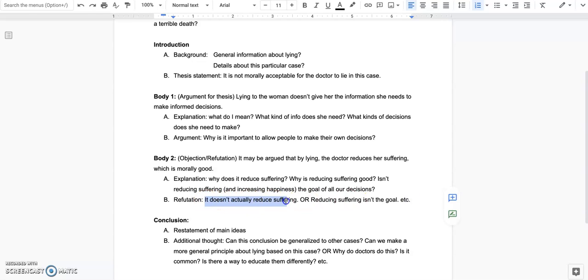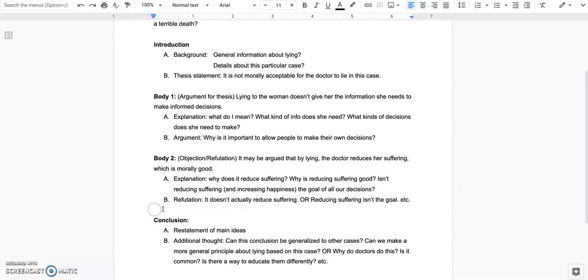Possibly you want to argue both of these things. But that's a lot, actually. I might just want to focus on one response, one refutation, and explain it as well as I can. And if I'm successful, I'm going to convince the reader that this position, this opposing position, is not correct. That's my goal in my refutation paragraph.